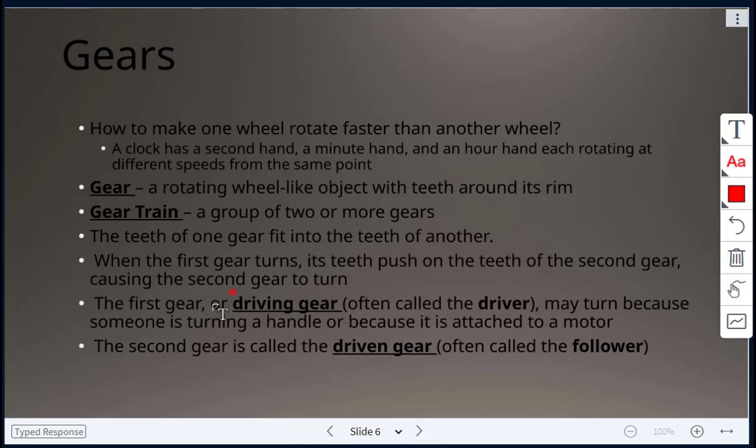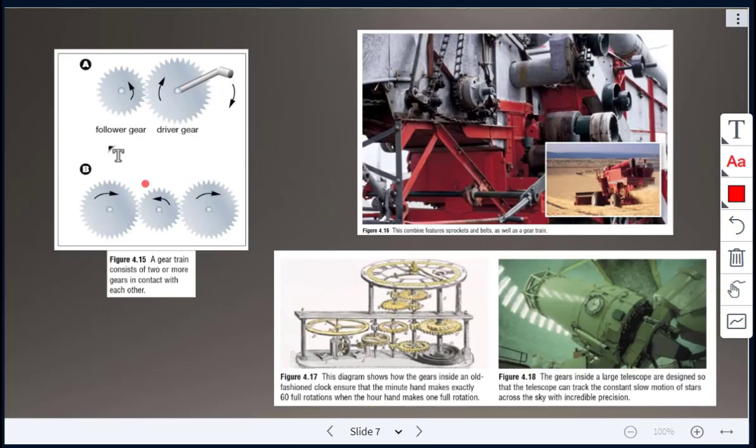So the driving gear is the one attached to a handle or to a motor. The second one is called the driven gear or the follower. All right, so here, this one would be the driver gear. It's got the handle, so somebody would be turning that. And then the follower gear is this one. Now notice with these 2 gears the rotation is in opposite directions. This driver gear is being turned clockwise, the follower gear is turned counterclockwise.